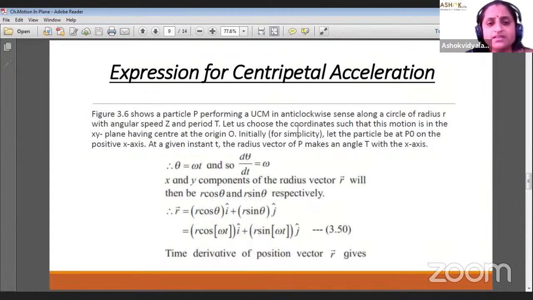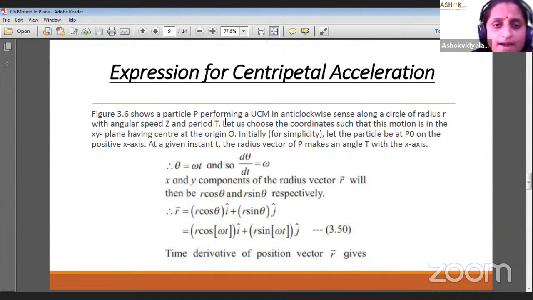Now the expression for the centripetal acceleration. In the last slide we saw that the acceleration directed towards the center of the circle is called the centripetal acceleration, and the force is called the centripetal force. Now in this slide we can see the expression for the centripetal acceleration.